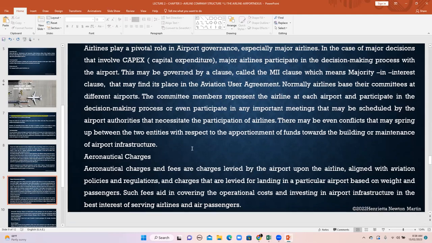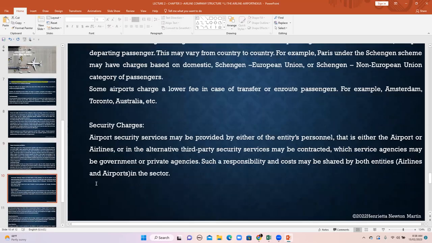Next, what about aeronautical charges? There are aeronautical charges that are imposed, and fees are levied by the airport upon the airline, aligned with the aviation policy. So it is part of the aviation policy's normal regulation that there should be aeronautical charges levied upon airlines. These charges are levied for landing at a particular airport based on weight and, of course, even the number of passengers they carry. Such fees help in covering the operational costs and investing in airport infrastructure in the best interest of serving airlines and air passengers.